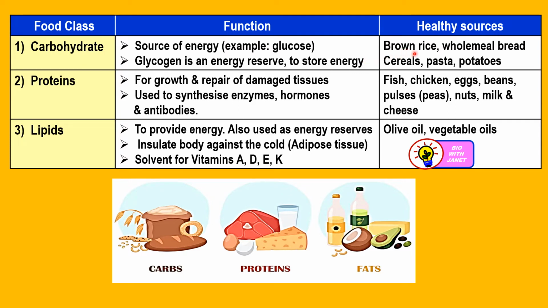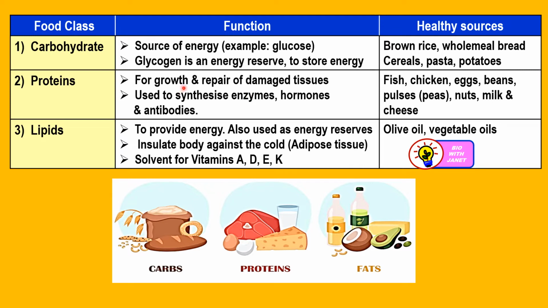Now, healthy sources of carbohydrates are brown rice, wholemeal bread, then cereals, pasta, and potatoes, which are steamed and mashed, or which are stewed, not the deep fried potatoes, not deep fried potato chips. Okay, so we have to be able to give some healthy sources for each food class. All right, so brown rice and wholemeal bread are healthy sources because they have fiber in them and they are not processed so much like white rice or white bread.